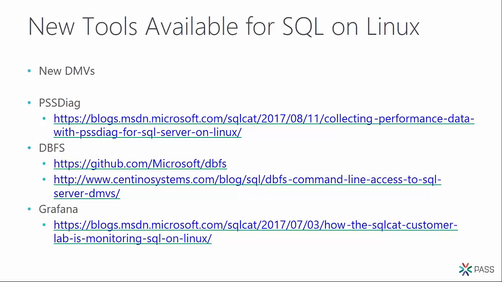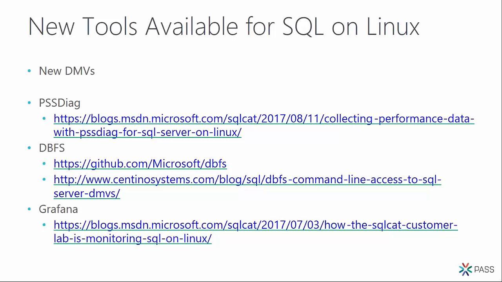PSS Diag: from the support team, they implemented a version of PSS Diag for Linux, which is available there. Then DBFS. We learned about ProcFS today. Well, DBFS uses that same paradigm and exposes DMVs into your file system. So you can have /DBFS, and inside of there, you'll see all of the DMVs available for your version of SQL Server on Linux. That's a GitHub project, completely open source, implemented in C++. Go ahead and work on that and contribute some code there. I have some demos at my blog post for you to look at.